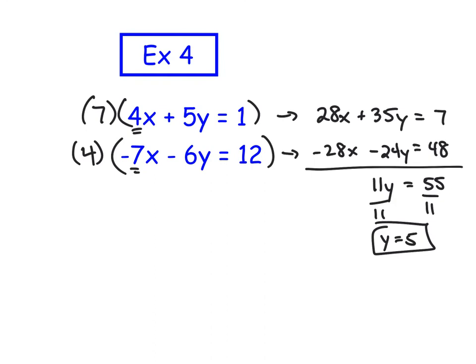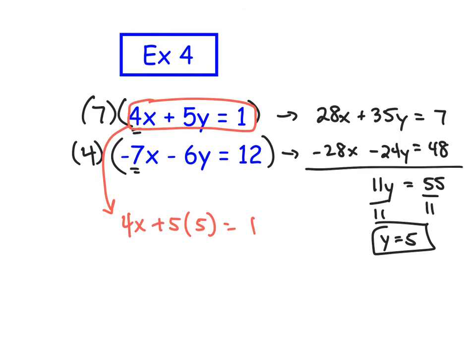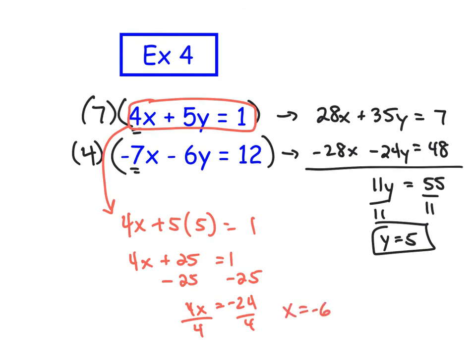And then you can pick either of these two equations. I'm going to choose the top one because there's no negative, so it gives me less chance of making a mistake, but you could use the bottom one, it doesn't matter. And we have 4x plus 5y, which is 5, equals 1. So then I've got 4x plus 25 equals 1. I'm going to subtract 25 on both sides of the equal sign. I get 4x equals negative 24. Divide by 4, and I get x equals negative 6. So, where do these two lines cross on the graph? Negative 6, comma 5.